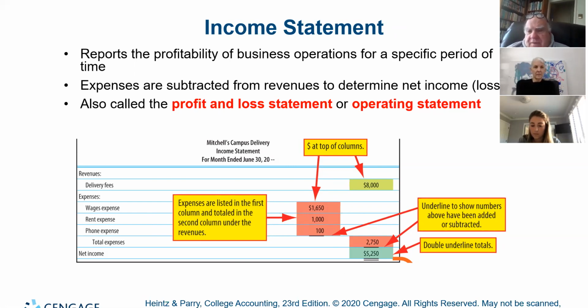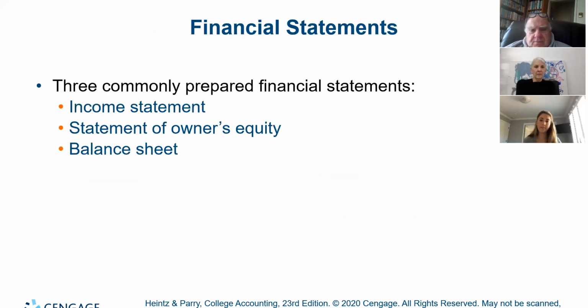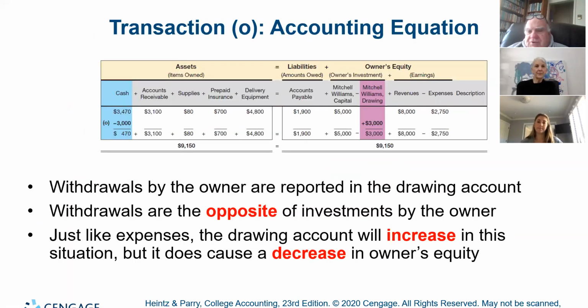Now, where did we get these numbers? Does this look familiar? Here are the revenues, and here are the expenses.